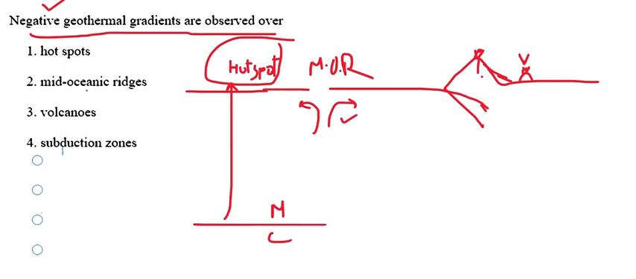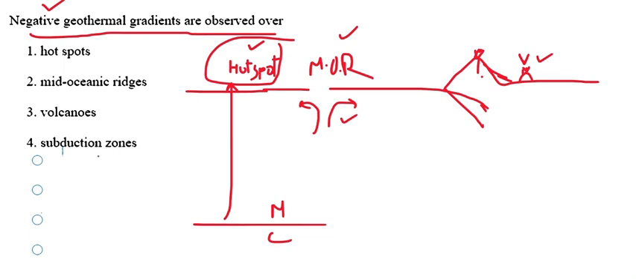Okay, the second option is mid-oceanic. Mid-oceanic is created due to convection current. Here again the magma is coming up. Here also geothermal gradient is high, but at a hotspot the geothermal gradient is more than the mid-oceanic region, and then volcanoes. These are the volcano island or volcano. Geothermal gradient is also high in these spots.